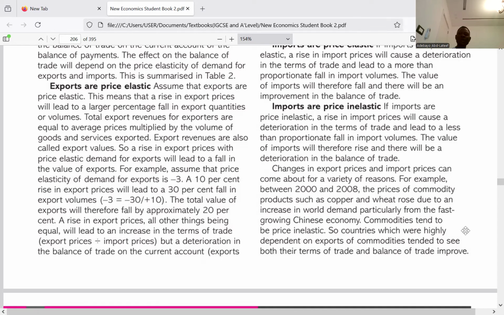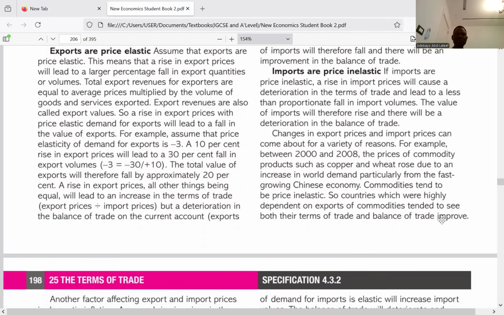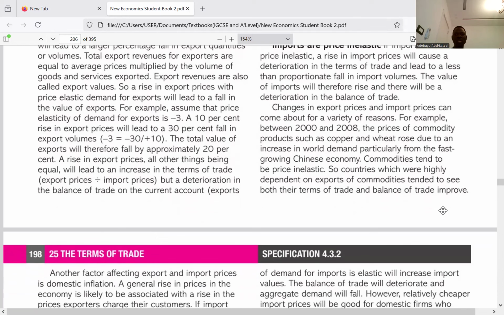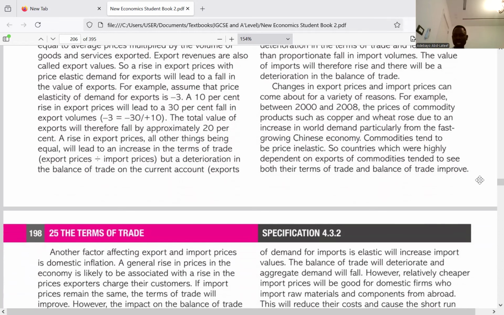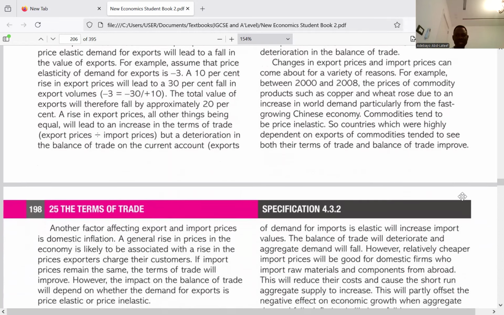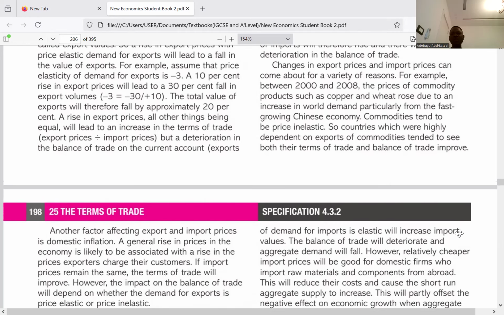So changes in export prices and import prices can come about for a variety of reasons. For example, between 2000 and 2008, the price of commodity products such as copper and wheat rose due to an increase in the world demand, particularly from the fast-growing Chinese economy. Commodities tend to be price inelastic. So countries which were highly dependent on export of commodities tended to see both their terms of trade and balance of trade improve.